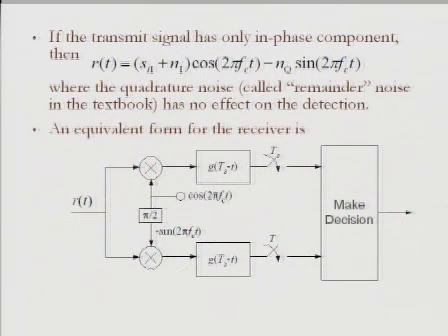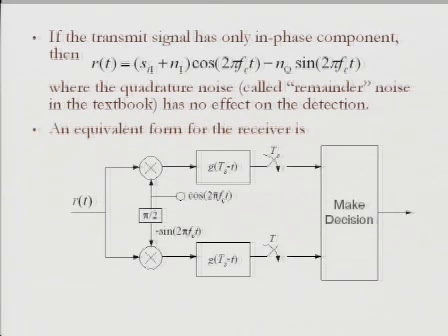What happens if the transmit signal has only an in-phase component? Well, in that case, we have the same received signal as r of t, except that in the quadrature dimension, there is no signal, there is only noise. We don't send anything, so all we receive in the quadrature dimension is noise. In the textbook, that's called a remainder noise. And it has no effect on the detection. If you think about it, we didn't send the quadrature signal, so we're not going to look for it. So whatever noise is in that dimension doesn't bother us, because there's nothing there to be found. So in that case, the only thing that matters is the in-phase noise.